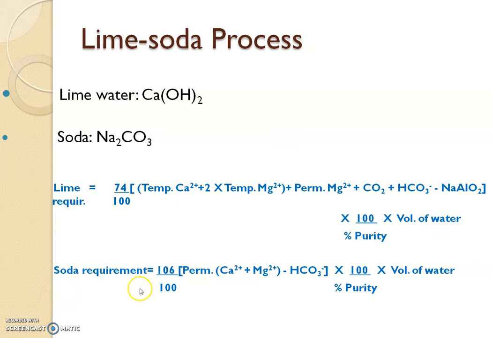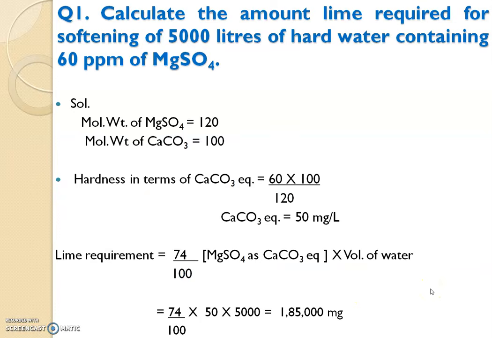The mathematical formula for the soda requirement equals 106 upon 100 into permanent hardness due to the calcium plus magnesium ion, and we will subtract the bicarbonate concentration, multiplied by 100 upon percentage purity into volume of water. So now we will start the numericals.